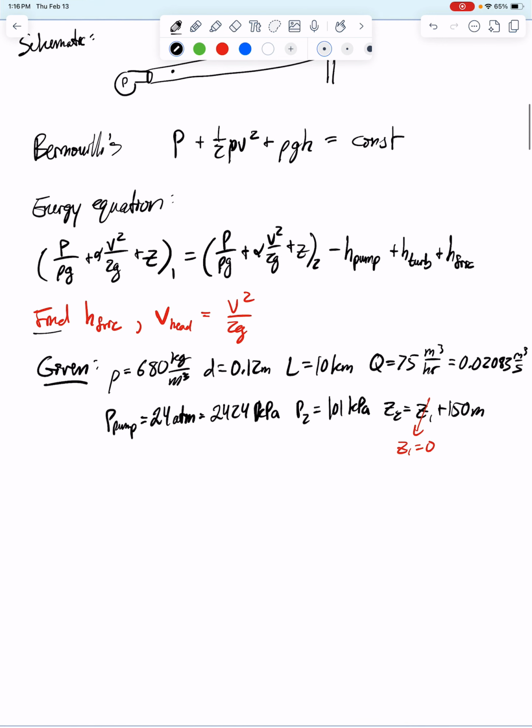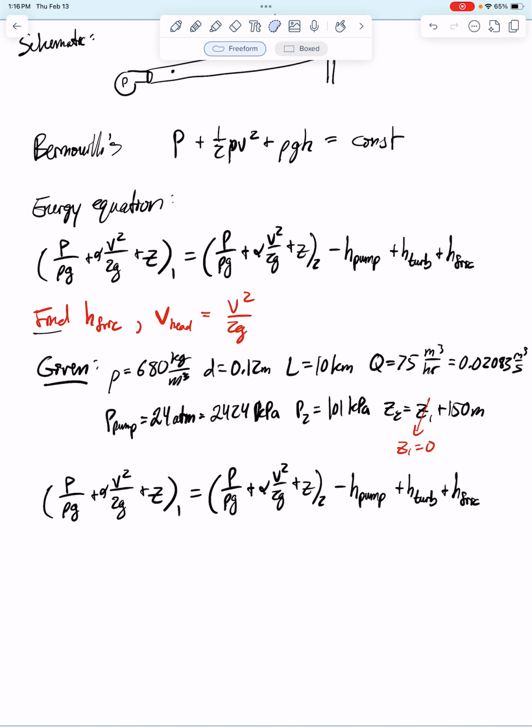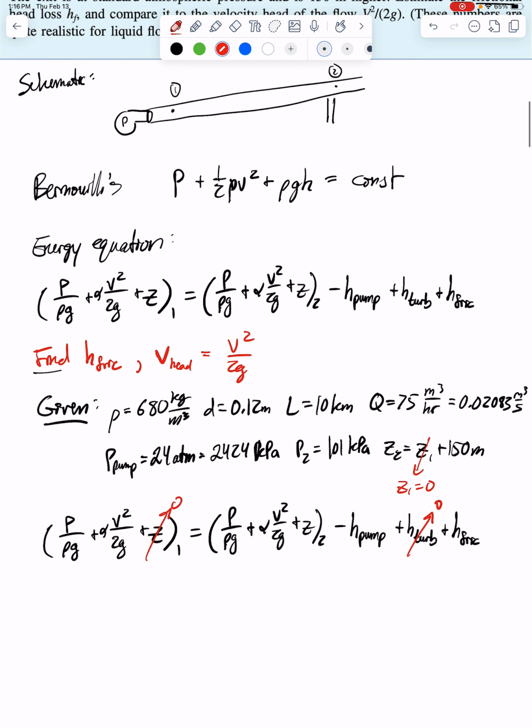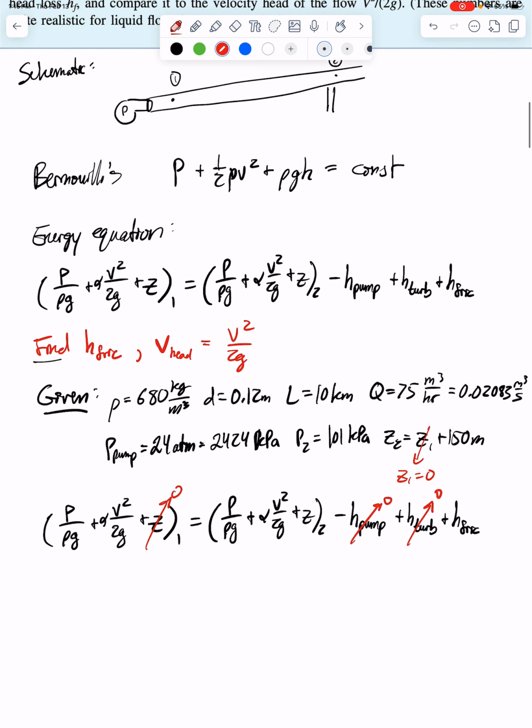Okay, so let me get the energy equation real quick. And we're going to try to simplify it down so it'll be easier to work with. So first off, once again, datum is Z1, therefore Z1 cancels out. There's no turbine at all, so we cancel that, that turns to 0. And interestingly enough, H pump is also 0. The reason why H pump is 0, despite there being a pump in our schematic, is that the pump in the schematic is not between locations 1 and 2. It is before location 1.